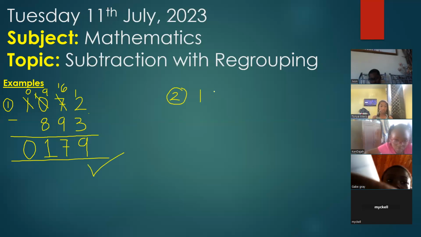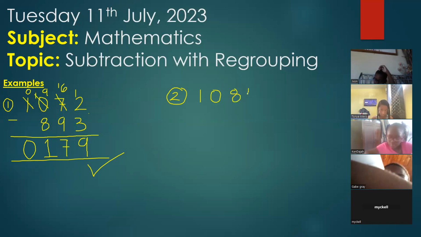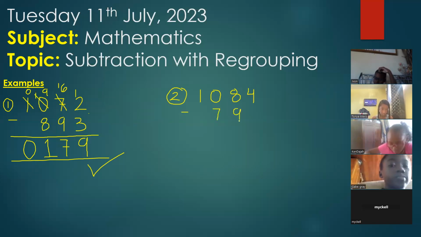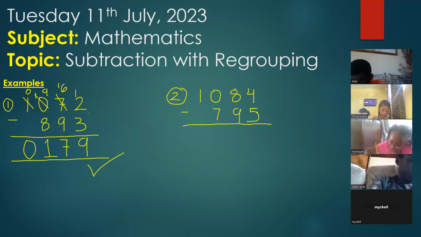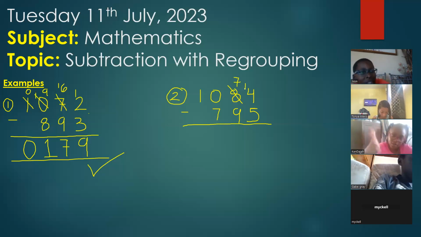If we have 1,084 minus 795. Okay, so how are we going to do this? Can we do 4 minus 5? No, so we're going to have to borrow from the 8. So you cross out the 8 and make it a 7. 8 minus 1 is 7. Very good. And then you put a 1 and it becomes 14. What is 14 minus 5? 14 minus 5 is 9.